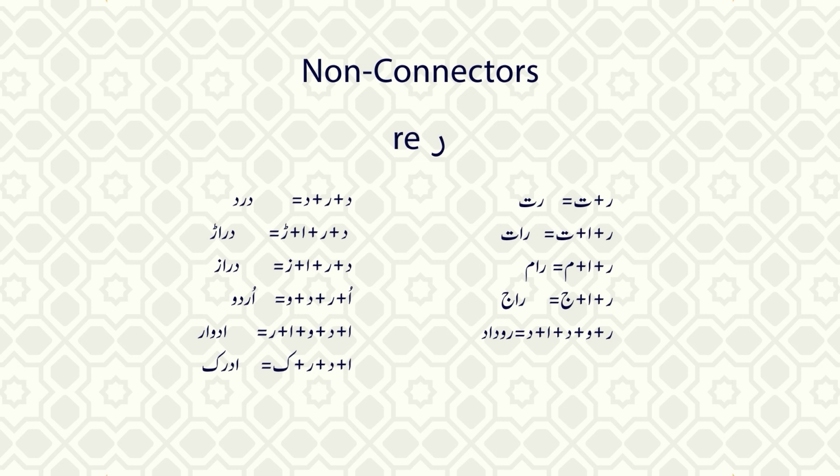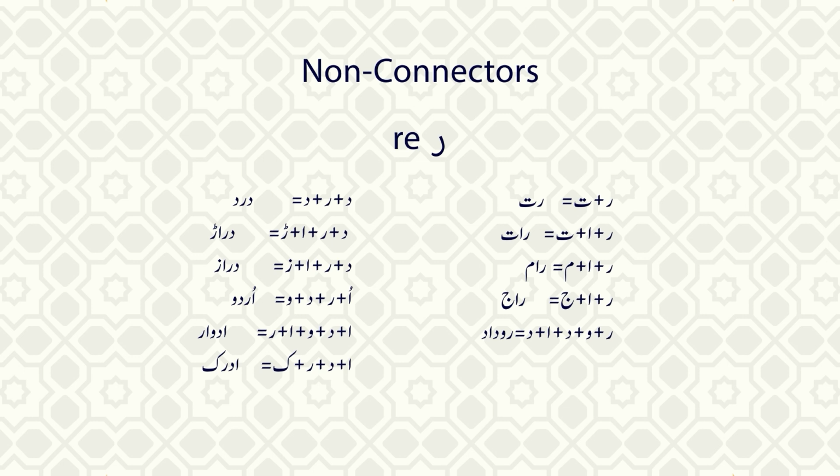Or when they come with alphabets which belong to the B group, Jim group, Lam group, Mim group, when these alphabets of Lam, Jim, Mim, Be come at the end and come with the alphabets of non-connectors, they also will not change their shapes. And this way they will fall in the category of non-connectors. So we are observing here.